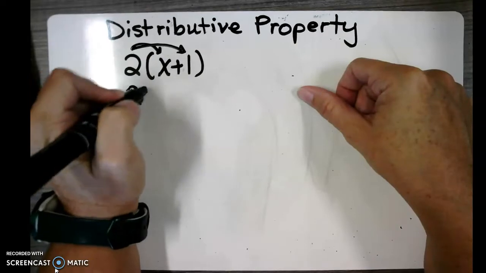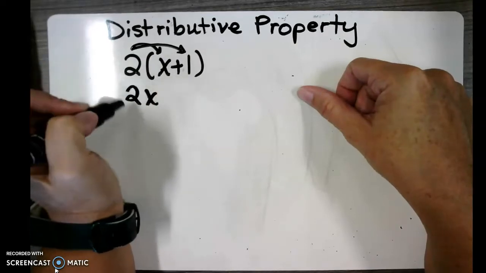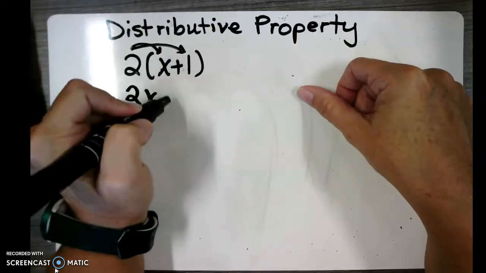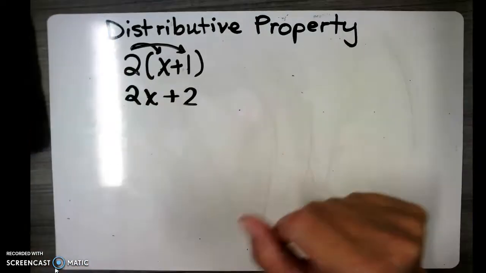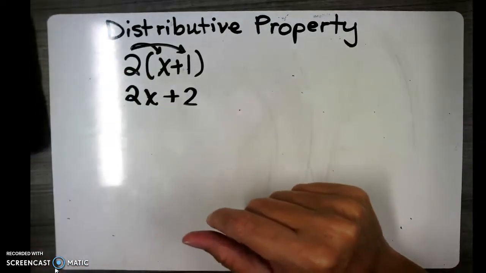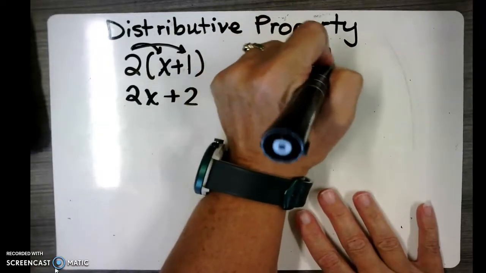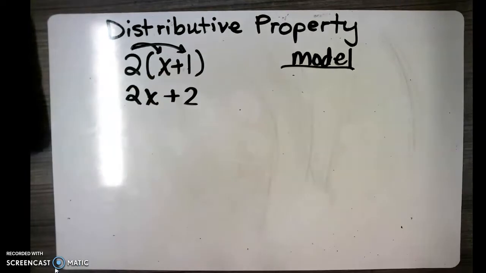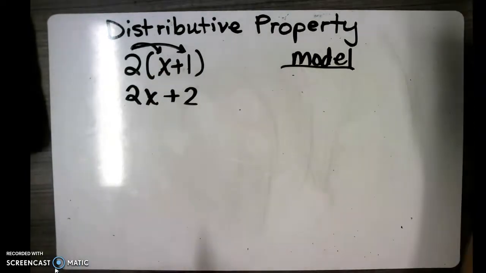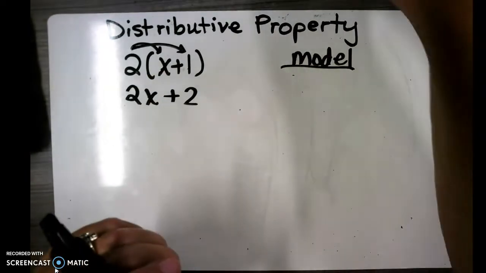And we would get 2x, because 2 times x is 2x. And then we would get 2, because 2 times 1 is 2. So I should have 2x plus 2. And I wanted to model that with the algebra tiles because you're going to see it on the STAR test modeled as algebra tiles. And what does that look like?